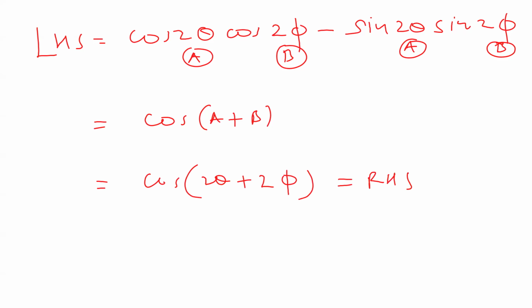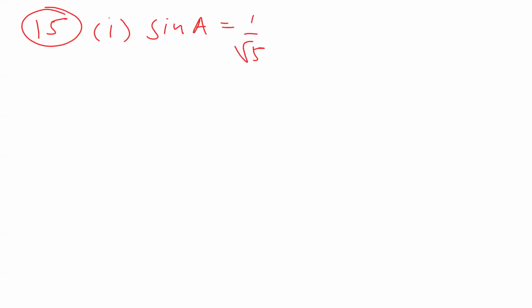Right. So I think we are left with only question number 15 that we will do right now. So guys, let us go to question number 15. A and B are acute angles. Find A plus B. First part. Sine A is 1 by root 5 and sine B is 1 by root 10. We need to find out A plus B. Now A and B are acute angles. Both are lying in the first quadrant.